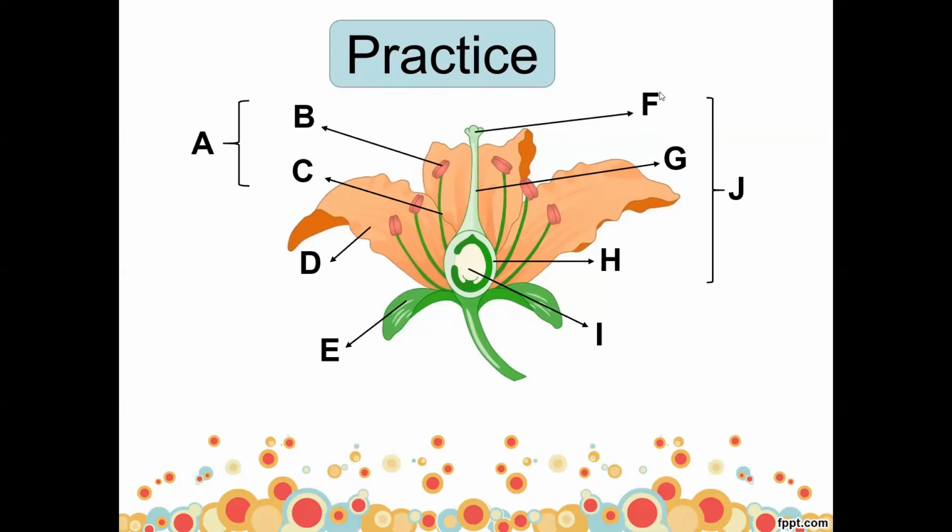Letter B. What part of flower is letter B? Yes, Rirarin. Anther. Very good. Anyone else who wants to answer? Letter A. Hansalak? Letter A. Okay, Piriada, letter A. Again? Stamen, very good.